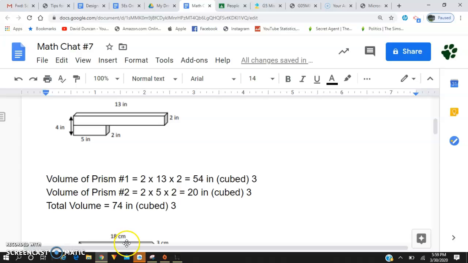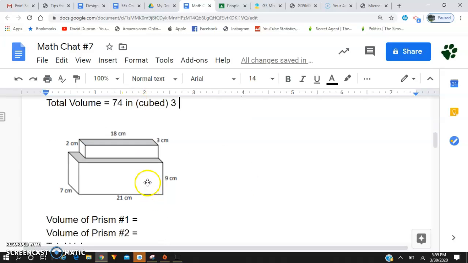Okay. So again, to find the volume, you find the volume of each prism individually, add them together to get the total volume. And remember, you can't just assume certain measurements go with both prisms. You have to look at all the information given to you.